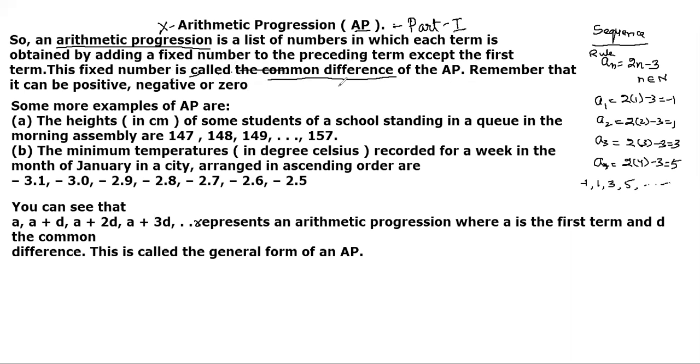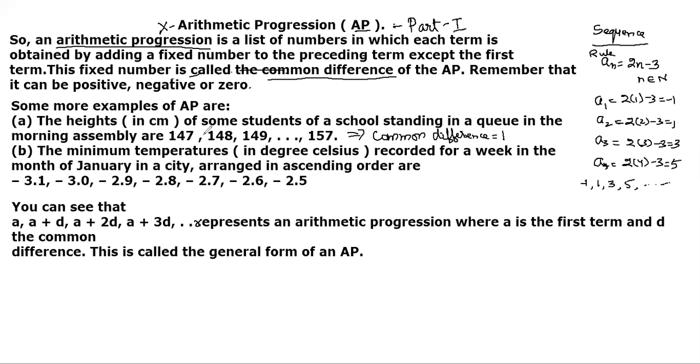Remember that it can be positive, negative, or 0. Some examples are here. The students of a school standing in a queue in morning assembly are 147, 148, 149. So here the common difference is what? Here the common difference is 1, because 148 minus 147 is 1. So the common difference is equal to 1.